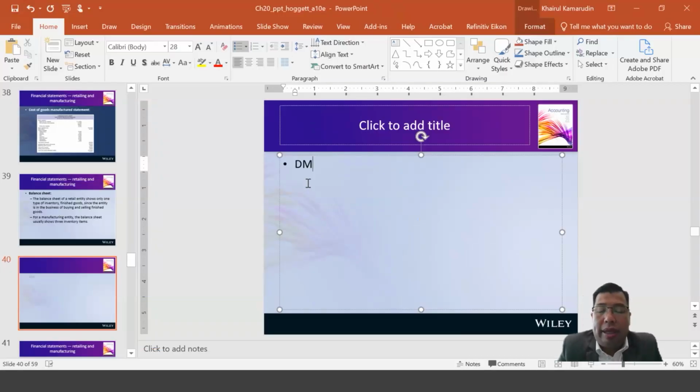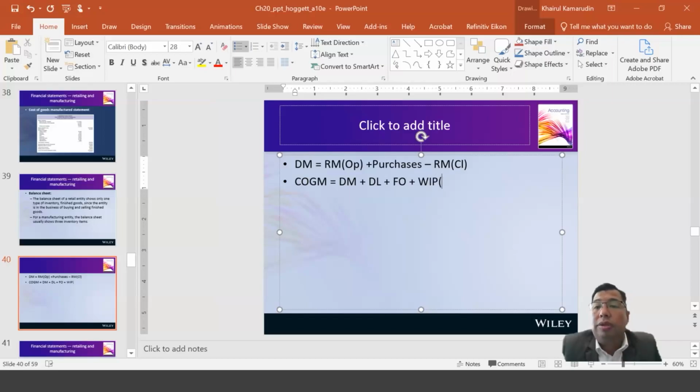Number one, direct material is equal to raw material, I put a bracket here, opening, plus purchases, minus raw material closing. Is it okay? What is the cost of goods manufactured? The formula is direct material plus direct labor plus factory overhead plus WIP, work in process, opening minus WIP closing.